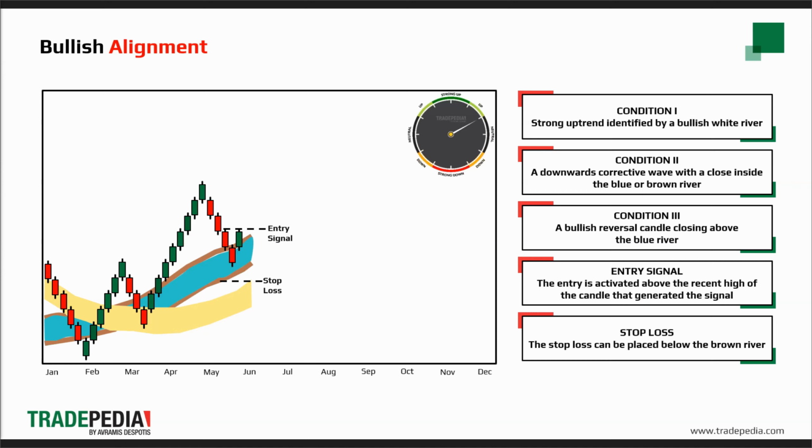So a strong uptrend identified by a bullish white river, right? A downward corrective wave with a close inside the blue or brown river. A bullish reversal candle closing above the blue river, and the entry signal is activated above the recent high of the candle that generated the signal, and the stop loss can be placed below the brown river.